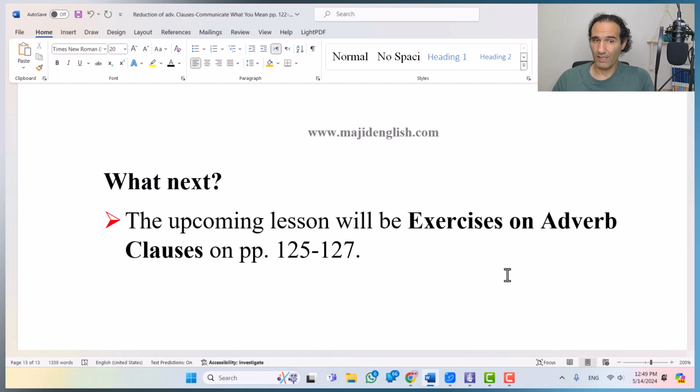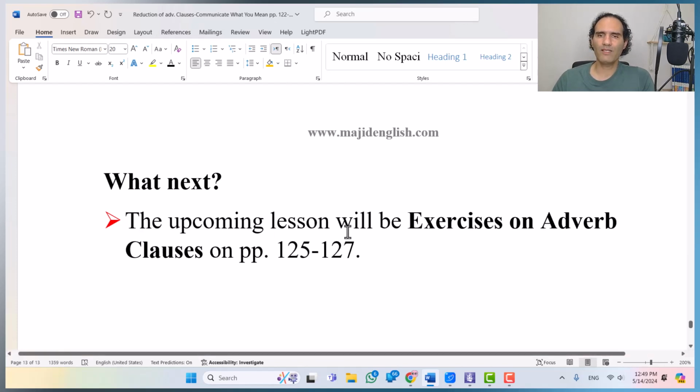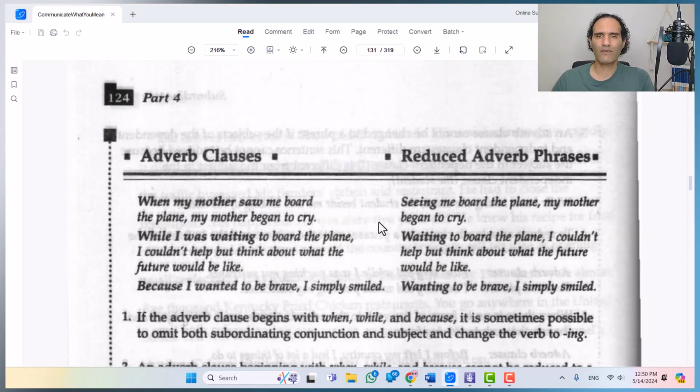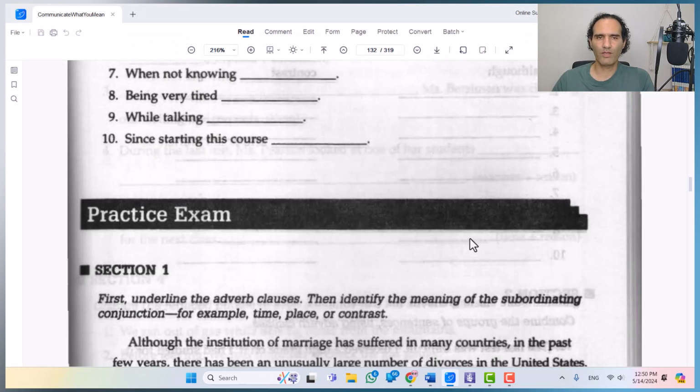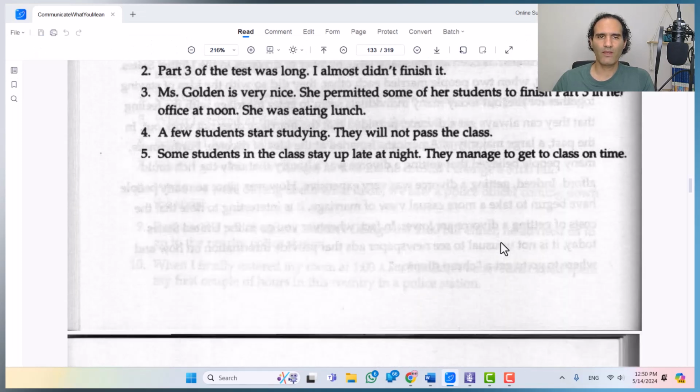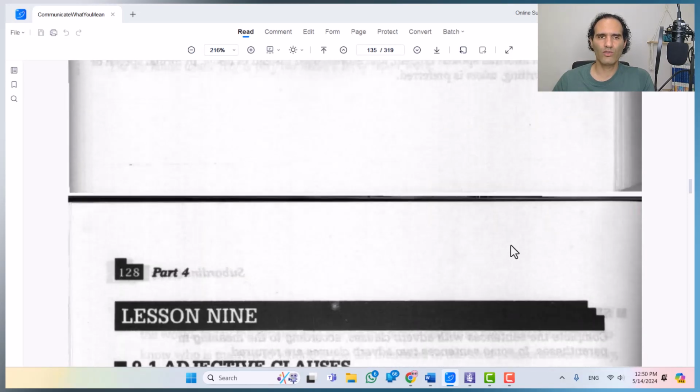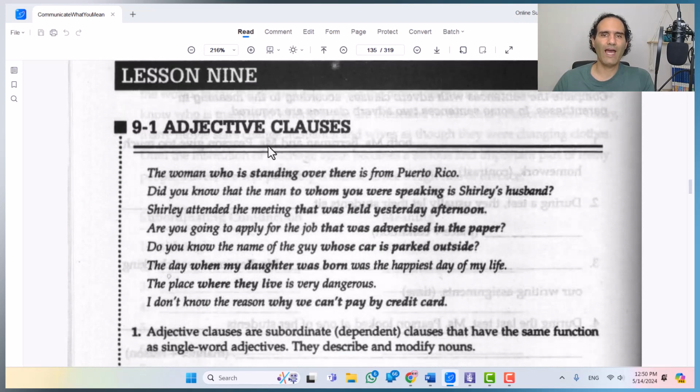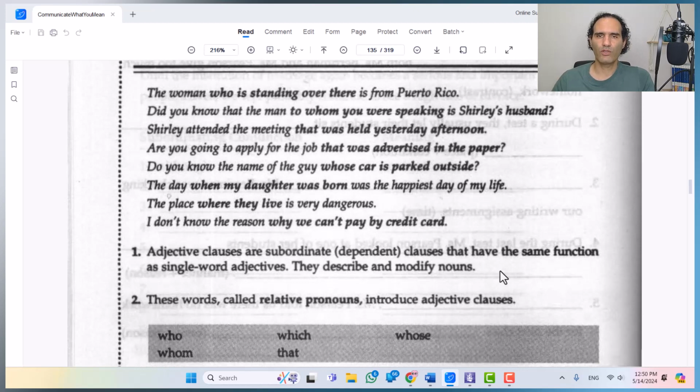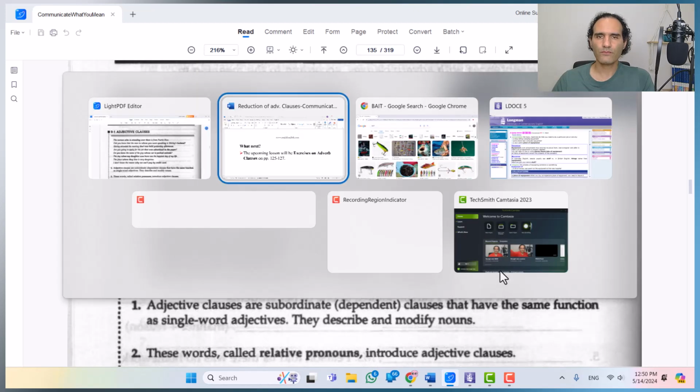Okay? Next session, our upcoming lesson will be more exercises on adverb clauses, different types, and also reductions, pages 125 to 127. And that marks the end of the adverb clause for us. These 3 pages covered next session. And then we will head for 128, which is adjective clauses. Also beautiful and also contributing to our better score.